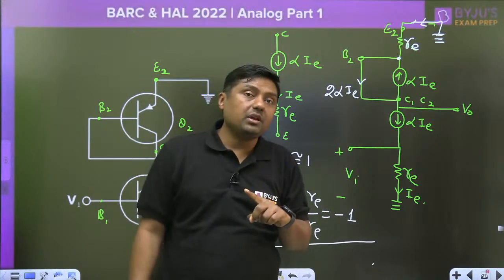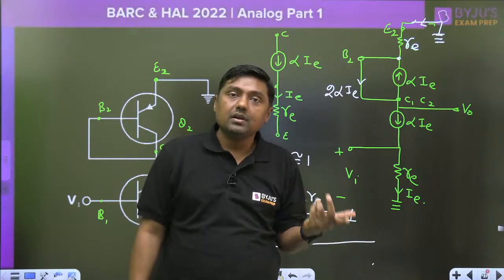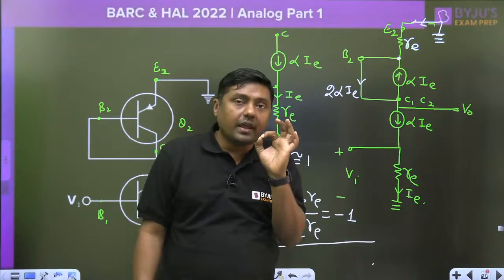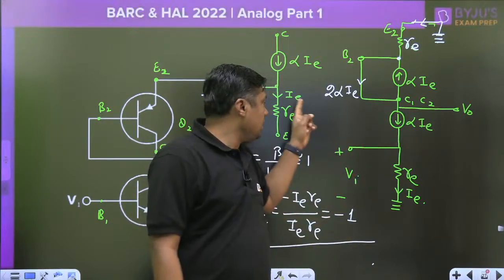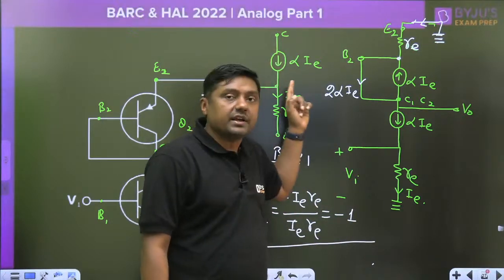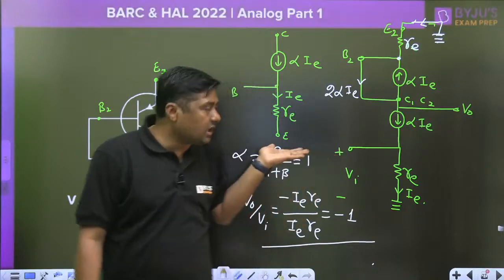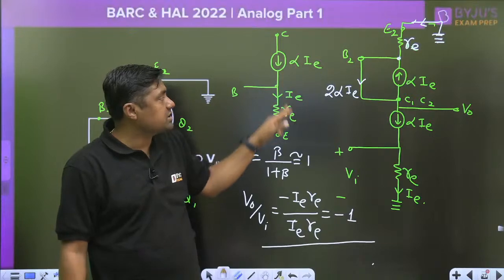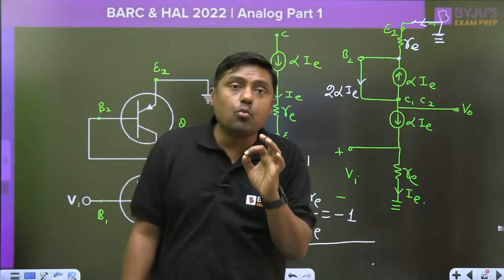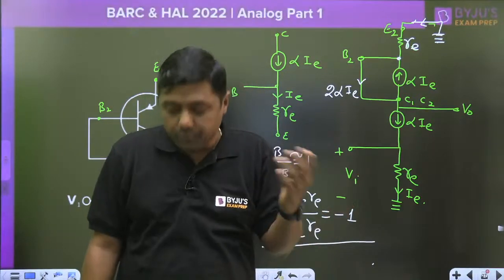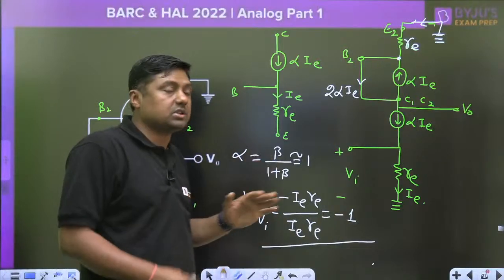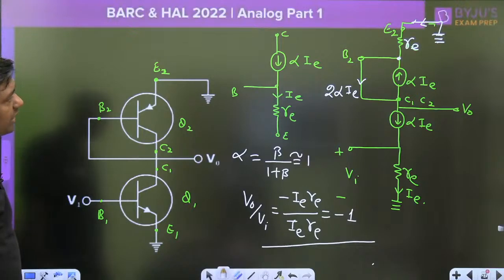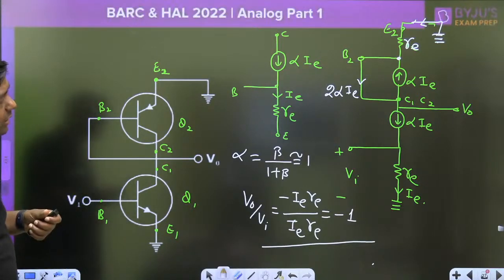Because in case of NPN, emitter current is outside and collector current is inside. In case of PNP, emitter current is inside and collector current is outside. Then I would have to change the direction of both. No need to change. The same model is applicable, whether it is PNP or NPN. Everyone, please remember this formula. No need to solve like this. You can connect the model and get the value.